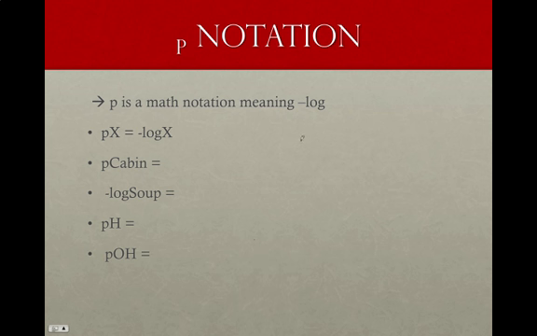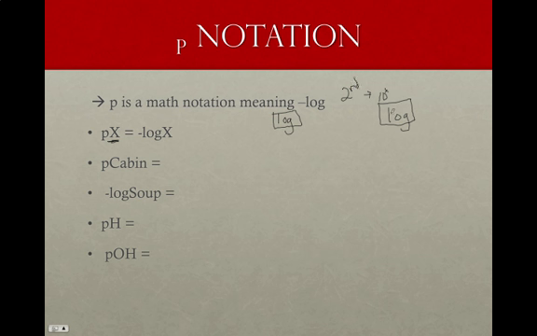So what does this P notation really mean? Well, it's a mathematical notation that means the negative log, which means that if we take the P of x, we're really taking the negative log of x. And the log scale is based upon 10, and also basically for your sake, it is a button on your calculator. So you're going to need to find the log button on your calculator. And usually when you have that log button on your calculator, you have a 10 to the x above that log button. So this is the second function of that button.